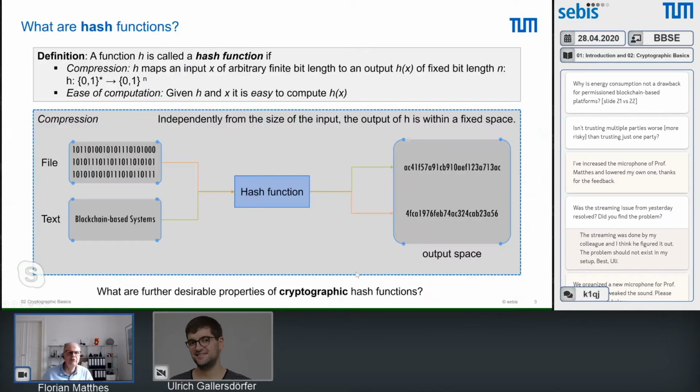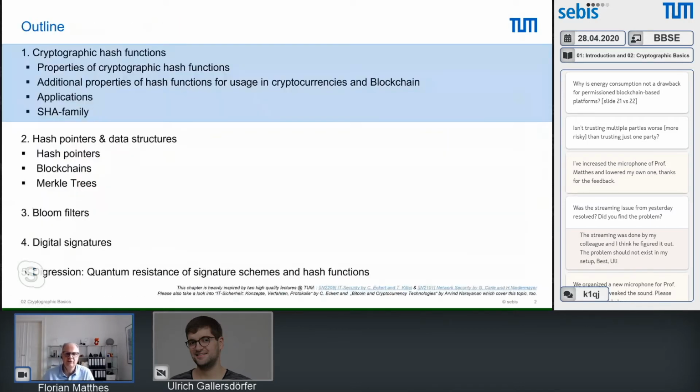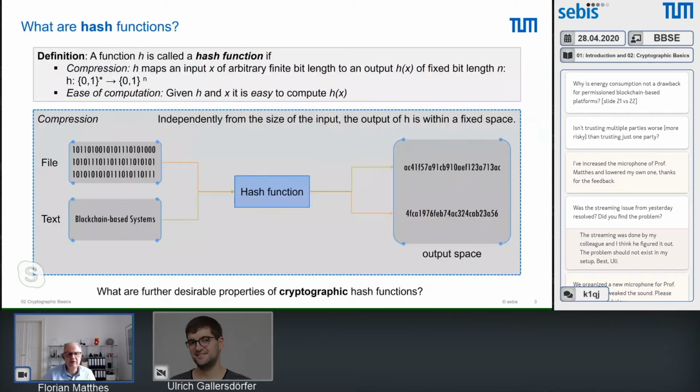Okay, let's move first to the cryptographic hash functions. I think all of you know what a hash function is. To summarize, a hash function, so that's a formal definition, a hash function h has a compression property: h maps an input x of arbitrary finite bit length to an output of fixed bit length, and the fixed length of the output is n.